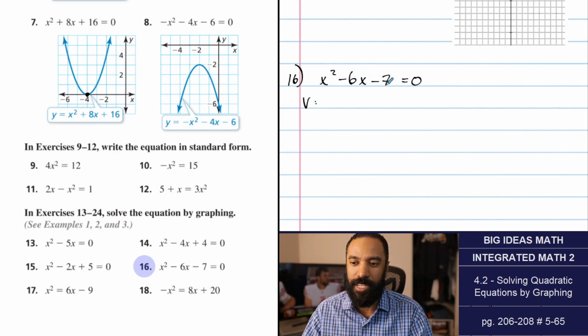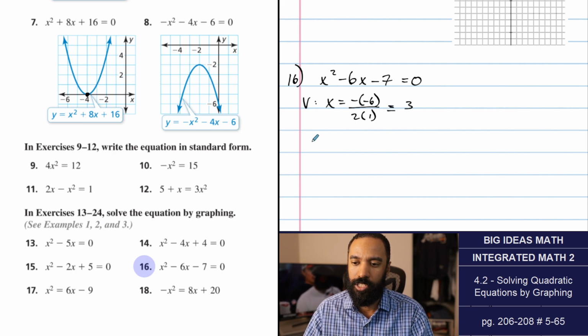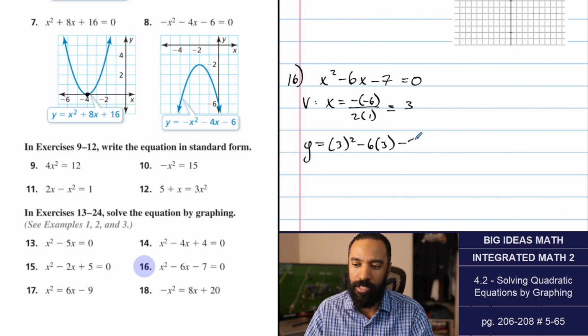Let's start once again with that vertex. This one does look factorable, by the way. I think we're going to get two solutions. This x is at negative b over 2a, which looks to be 3. Let's substitute 3 into there. We're going in the y equals equation. We get 3 squared minus 6 times 3 minus 7. That's 9 minus 18, which is negative 9. Minus 7 is negative 16. So our vertex is at 3, negative 16.